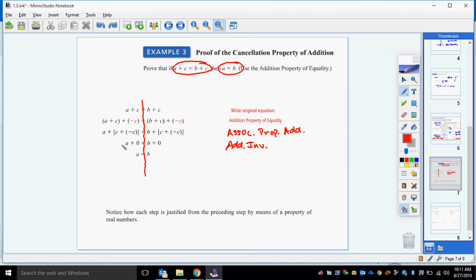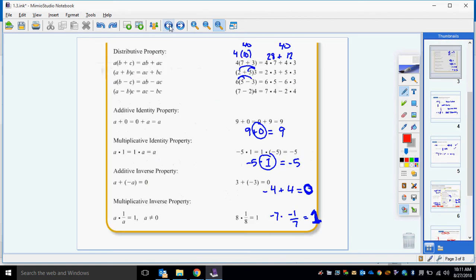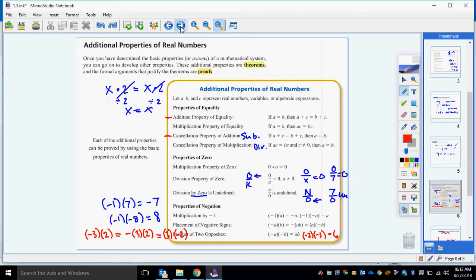Okay, so one more that we have to do. We have to get from the fourth to the fifth. And let's just look at one side here. I have A plus 0, and then it changed to A. So how did they do that? What's the justification? Why does A plus 0 give me A? Okay, A plus 0 gives me A. I remember seeing that. Oh yeah, here it is. A plus 0 gives me A. Kind of like 9 plus 0 gives me 9. Okay, so that's the additive identity property.